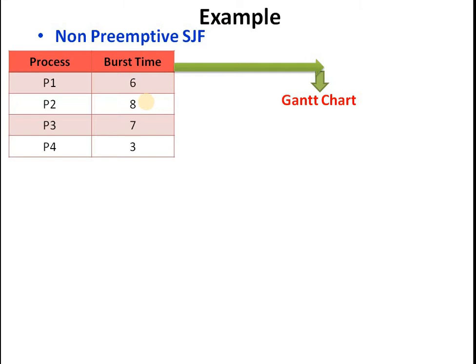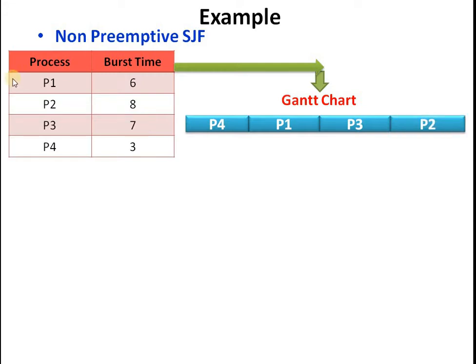In this example, the process having the smallest burst is P4, it having 3 milliseconds. After that, P1 gets executed, it's having 6 milliseconds. After that, P3 will be executed because it has 7 milliseconds. And last is P2, because it has the highest burst time, 8 milliseconds.